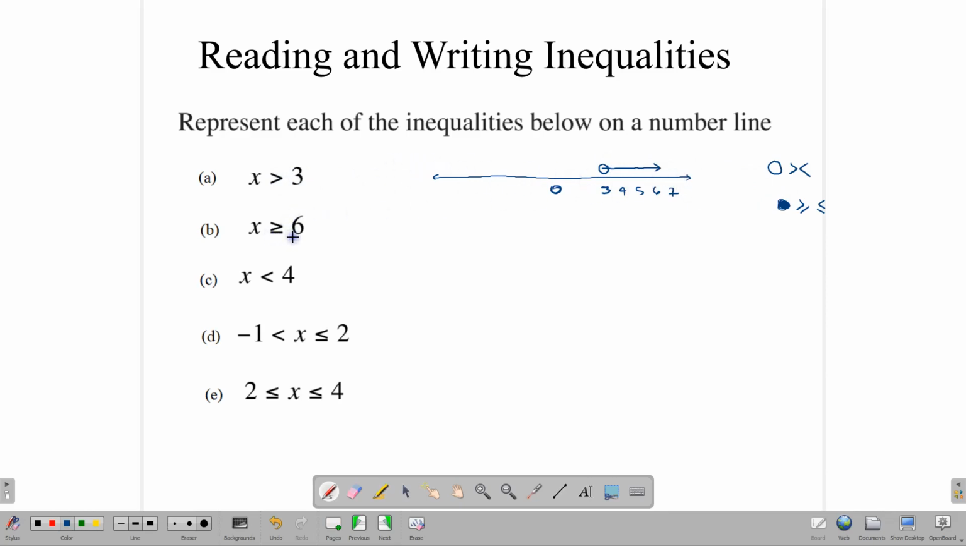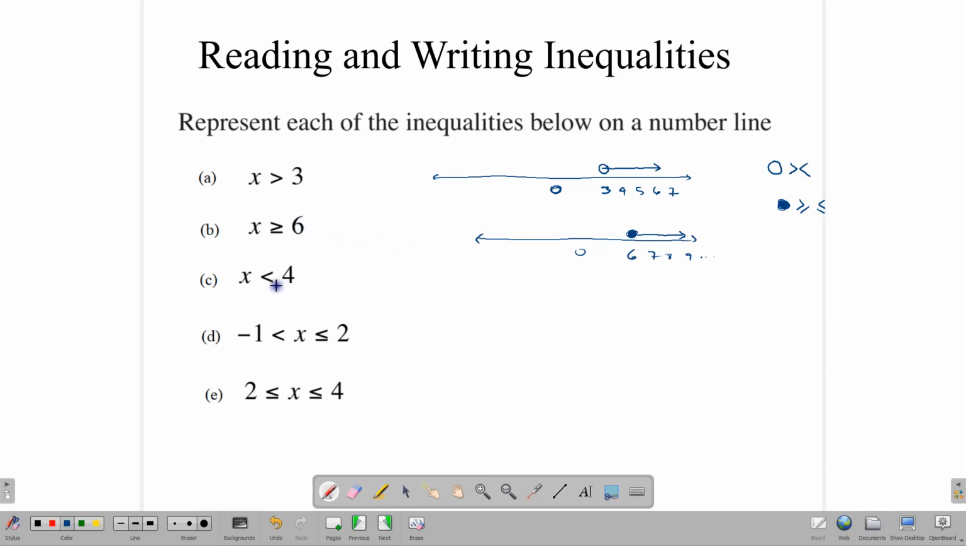For x is greater than or equal to 6, we draw our number line. We put in our 0. 6 is on this side, negative numbers would be on that side. And so because we're using this symbol, greater than or equal to, we're going to shade that circle and use the arrow to indicate the direction in which answers are. And since the numbers are greater than 6, 7, 8, 9, etc., they go on that side. So this is how we would put x is greater than or equal to 6 on a number line.